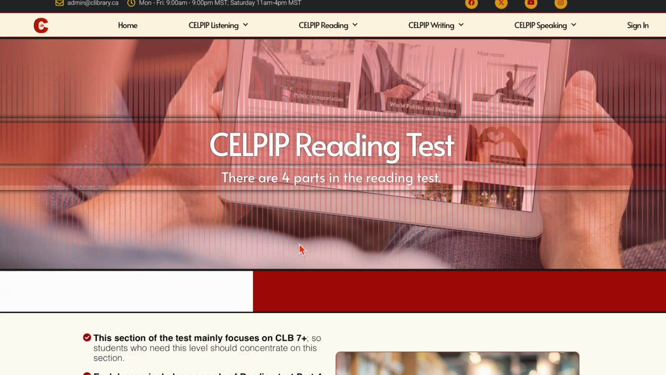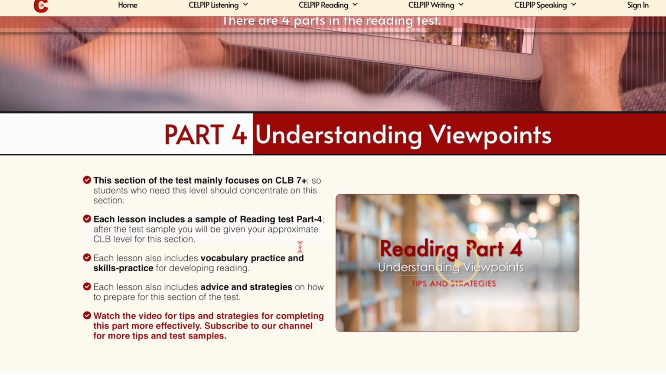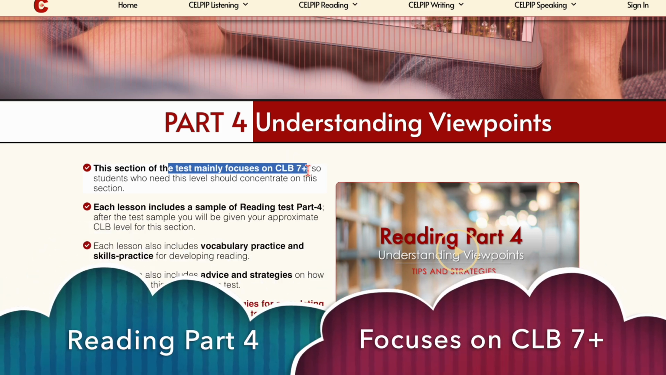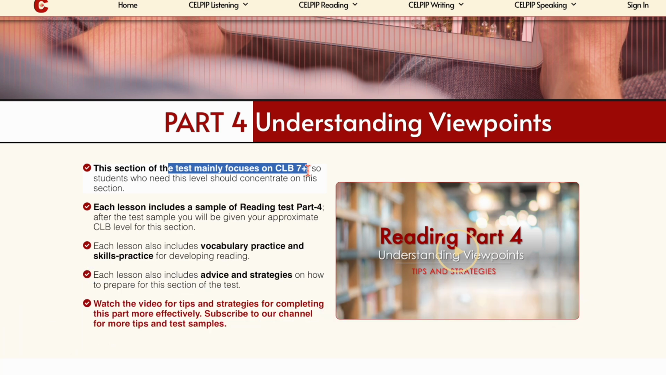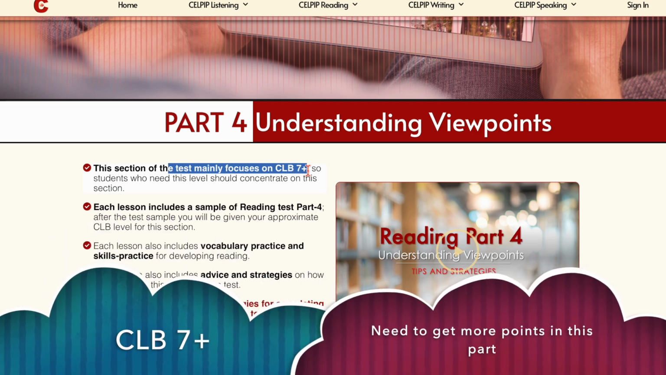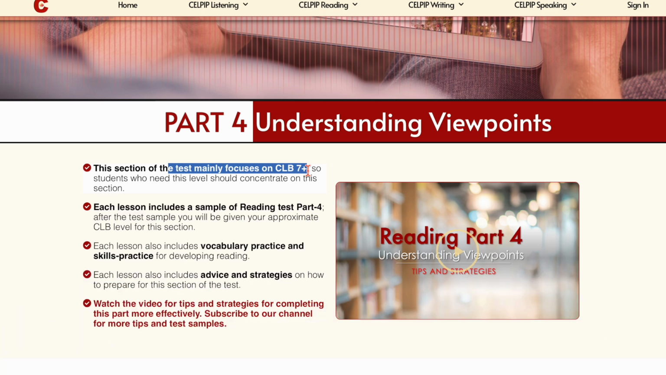And before we get started, I do want to remind you that Reading Part 4 focuses more on CLB 7 plus or higher. What does that mean? Well, that means that if you need to get CLB 7 or higher, 8 or 9 for example, then you need to do well in Part 4, because Part 4 will be the most challenging part for higher levels.